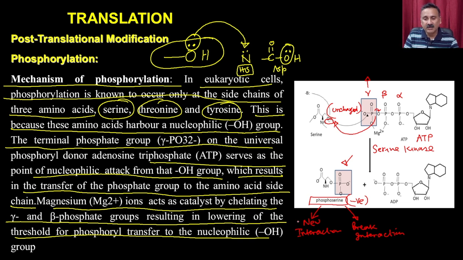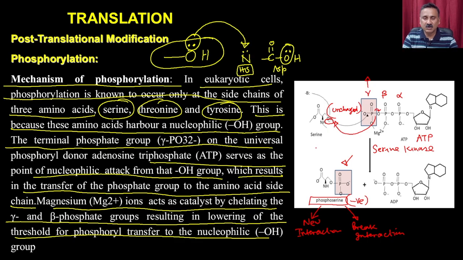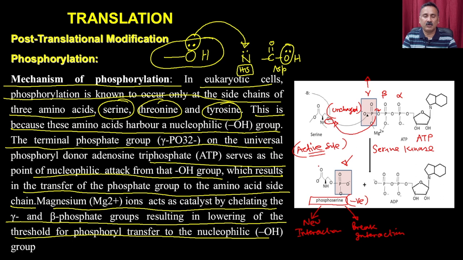So, if it is going to bring a new interaction, it is going to make the structure more compact, or it may bring conformational changes. But if it is breaking the pre-existing interaction, then it is going to make the structure more loose. And the majority of these modifications always occur in the active site of an enzyme, or sometimes in the regulatory site also. But mostly if it happens in the active site, it could be more compact, or the active site could be more relaxed. And both of these events are going to modulate the catalytic activity of the enzyme.